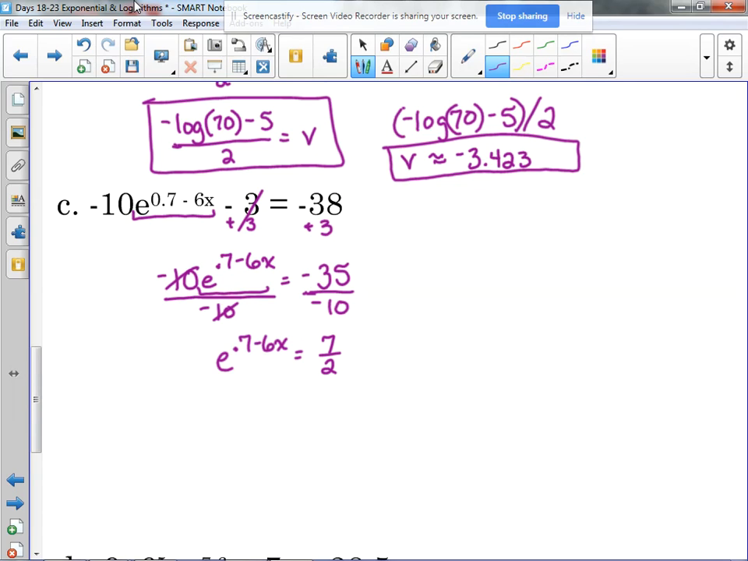Leave it in fraction form. Okay, I know that that one's a terminating decimal, 3.5. Leave it in fraction form. That's how it's going to look on the answer key.